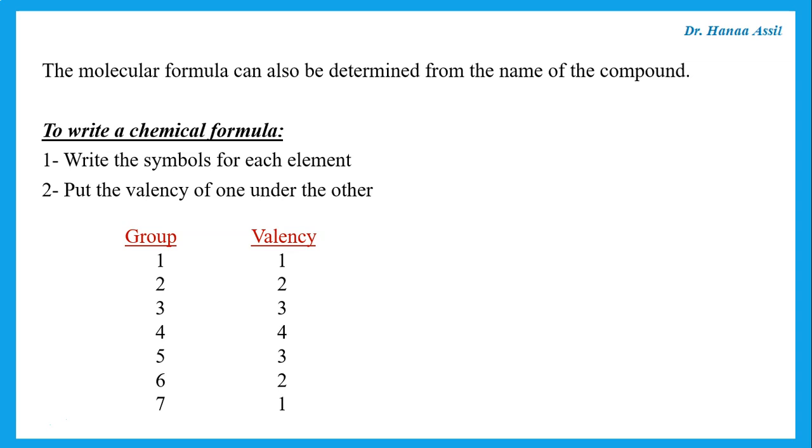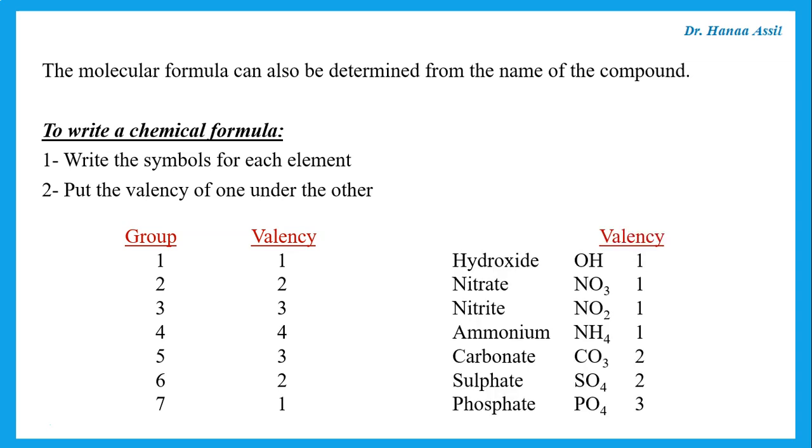Anything in group 4, valency 4. What about anything in group 5? Well, in group 5, it will need to gain 3 electrons, so its valency is 3. Anything in group 6 needs to gain 2 electrons, so valency 2. And anything in group 7 needs to gain 1 more, so the valency is 1. These atomic groups you need to learn.